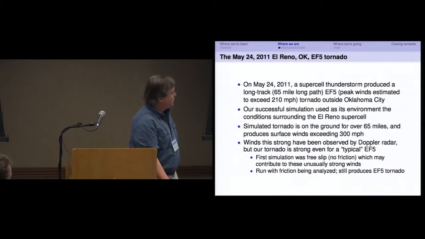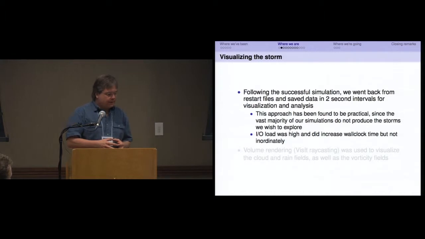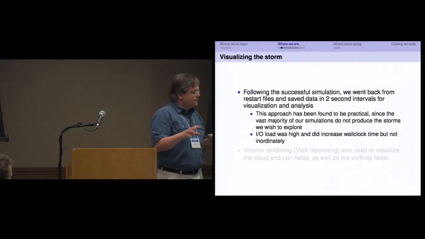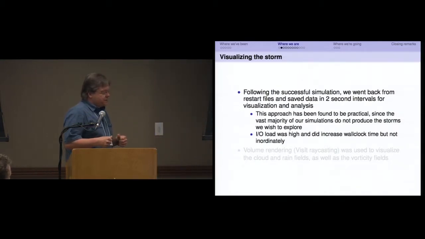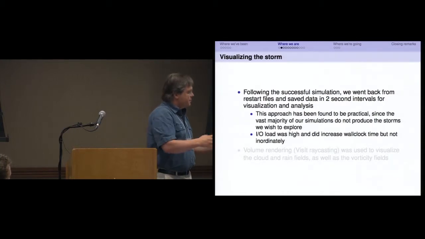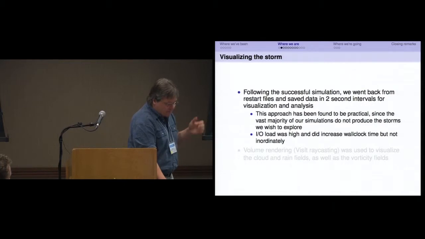Now, we are doing some analysis with the run with friction on it. We still get an EF5 tornado, but this is work in progress. So we got the simulation to work. This was a simulation where we only save data every 30 seconds or so. We use this strategy because we don't want to write tons of data if we don't have to. So we go on fishing expeditions, we get a storm before, and then we go back and run it from checkpoint files. This is actually a practical approach for us.